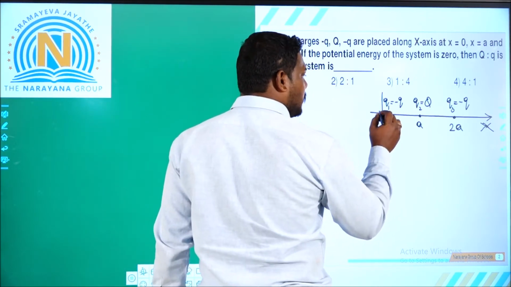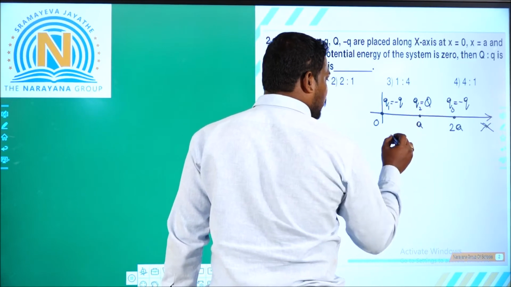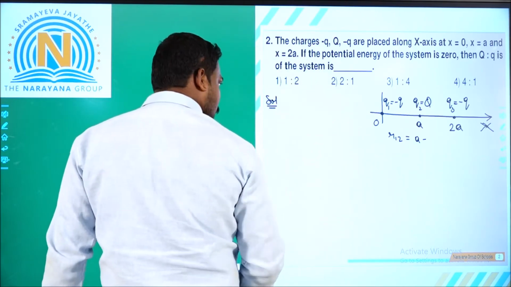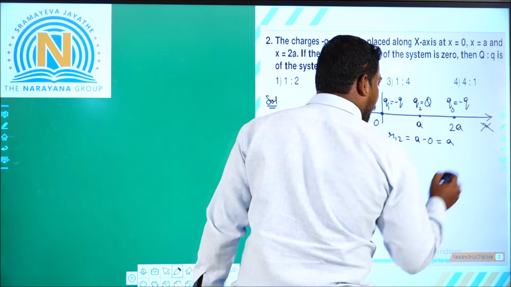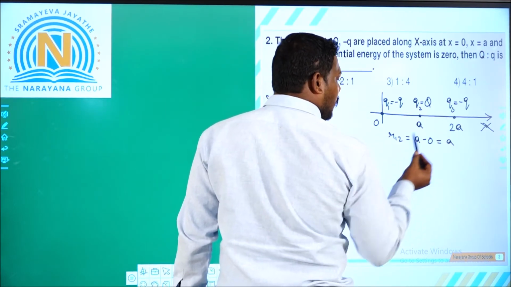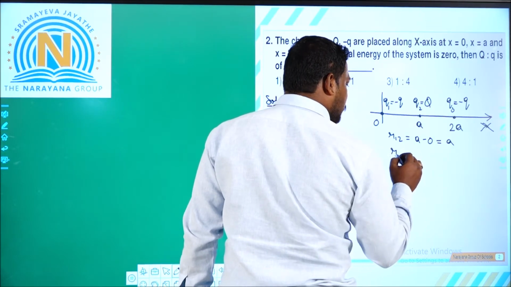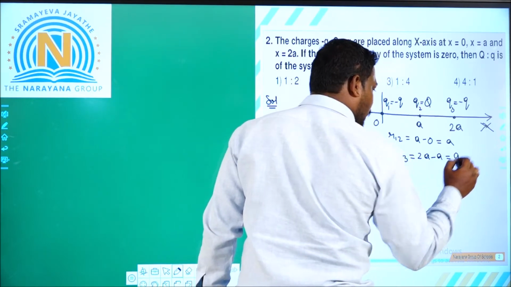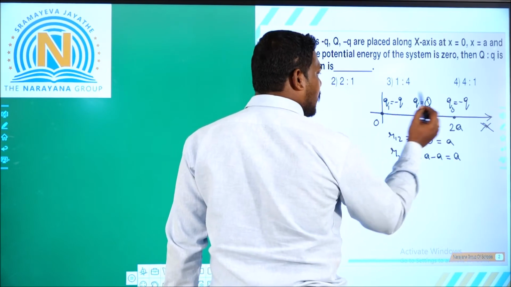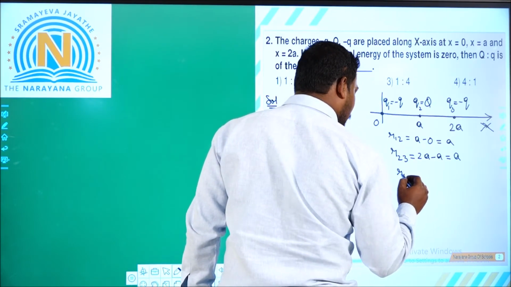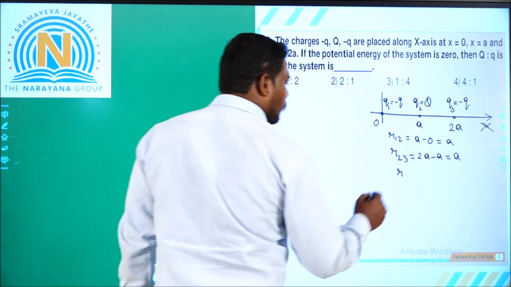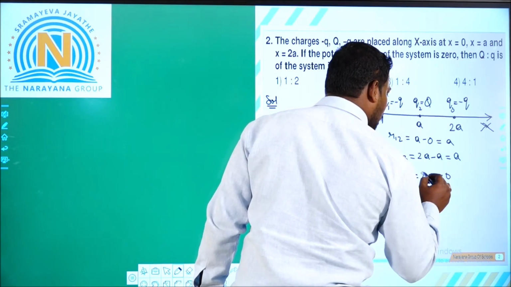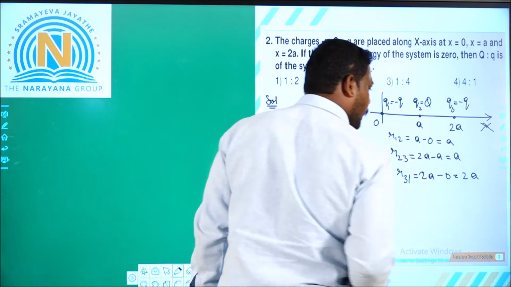So here the distance between Q1 and Q2 charge, that is R12, is equal to A minus 0, which is equal to A, and the distance between Q2 charge and Q3 charge, that is R23, which is 2A minus A, which is equal to A, and the distance between first charge and third charge, that is R31, is equal to 2A minus 0, that is 2A. Okay.